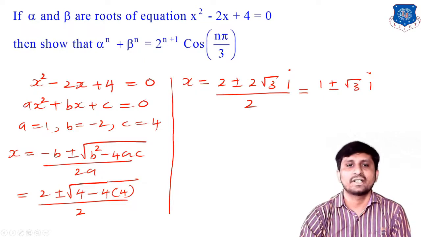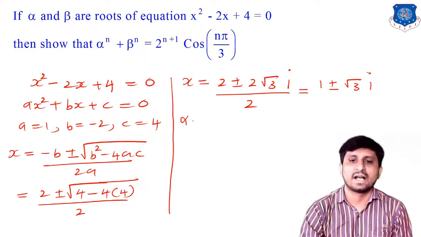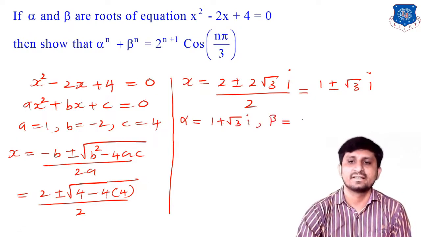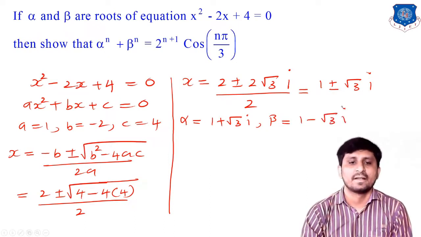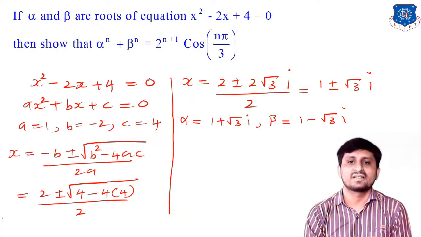Already given that alpha and beta are roots of this equation, so call it alpha. Alpha is equal to 1 plus root 3 i, and beta is 1 minus root 3 i. Now I want to find the value of alpha raised to n plus beta raised to n. So what is my alpha?